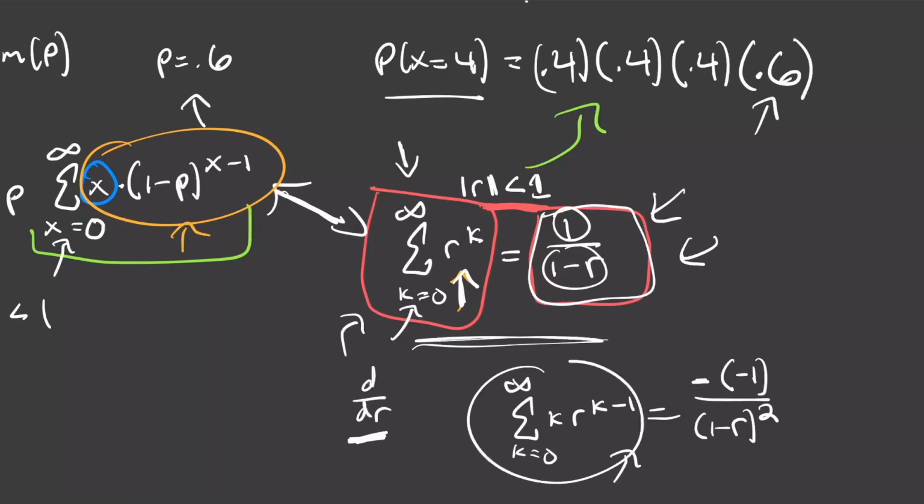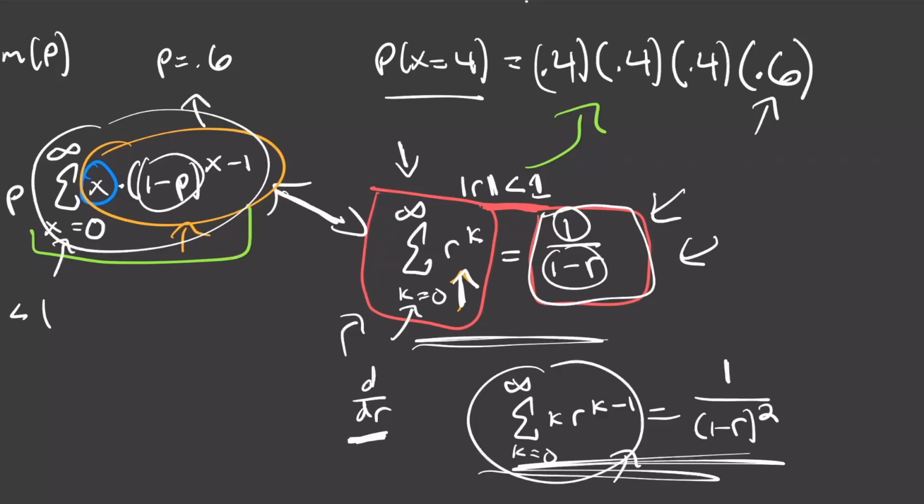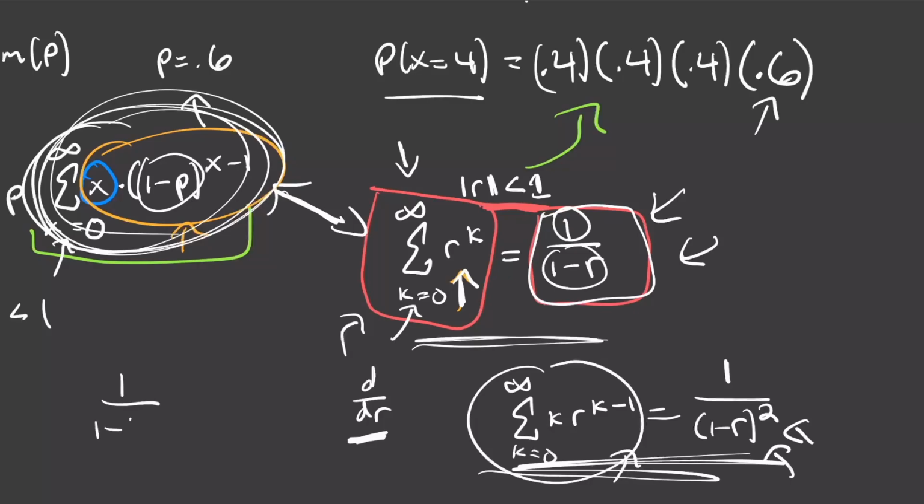So when we took the derivative of both sides of this formula, we got this relation down here. You can see that this side looks very similar to what we have up here. So now we can use this and just plug in 1 minus p where we see an r on this side. Okay, sorry for all the circling. For this term right here, we plug in 1 minus p. We get 1 over 1 minus (1 minus p) all squared.